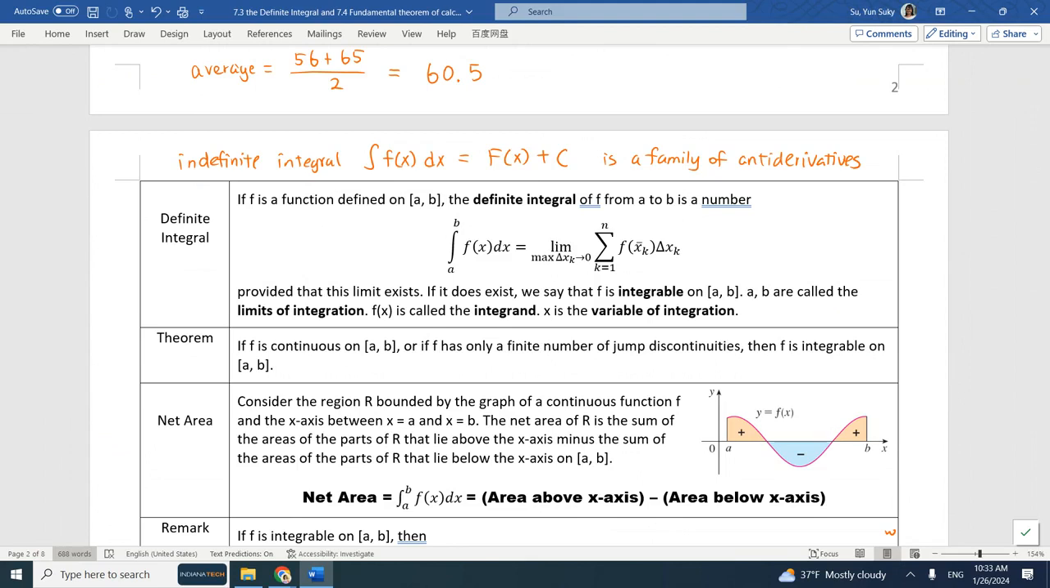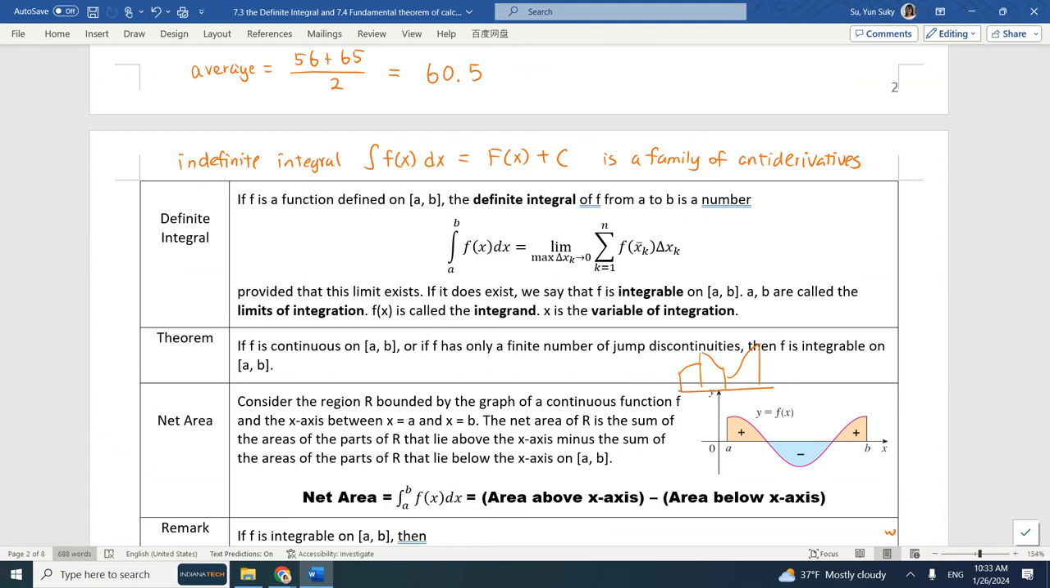Theorem. If a function is continuous on a, b, or if f has only a finite number of jump discontinuities, then f is integrable on a, b. Do you still remember what a jump discontinuity is? So you have a function like that, right? So you can still compute the area under the integral if you have a finite number of jump discontinuities. You just integrate each interval and then.